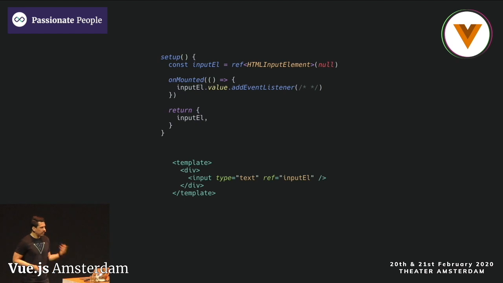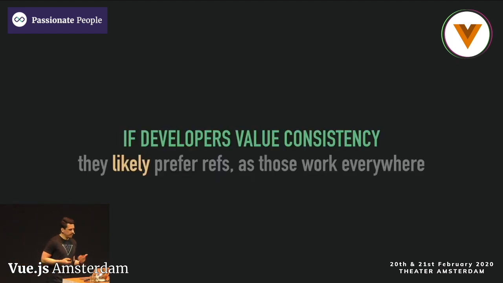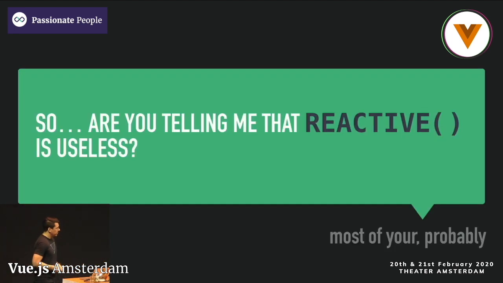And so my impression is that if developers value consistency, they likely prefer refs, as those simply work everywhere. You don't have to keep in mind which is which. You don't have to keep in mind when to use one or the other. And to be honest, even though the first impression of many people is that refs are much more verbose, in most situations they aren't. So the question then is, is reactive useless?